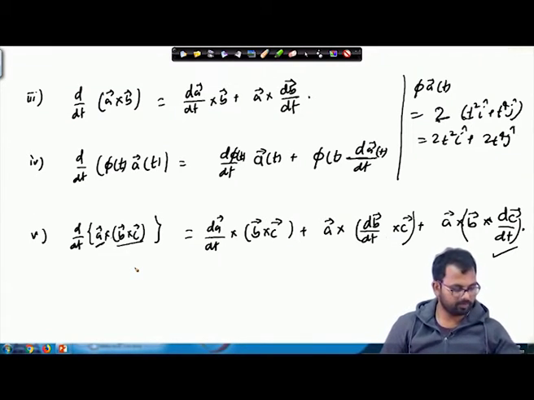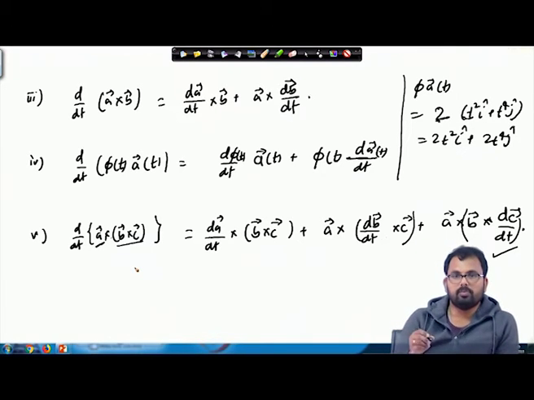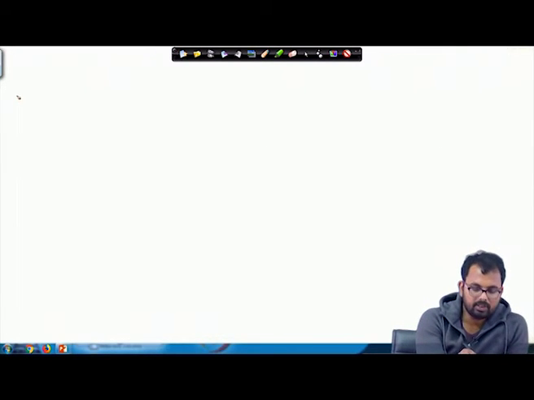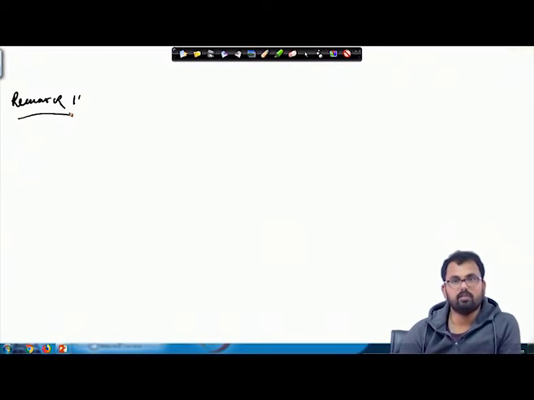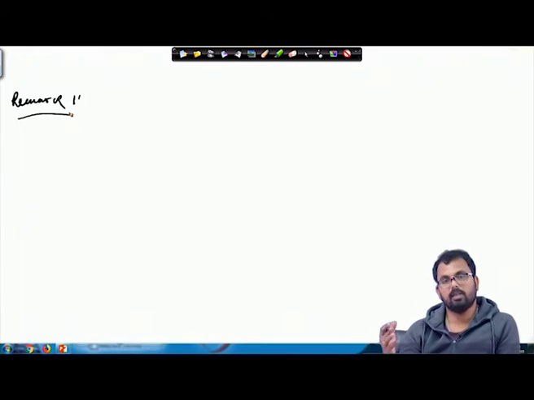Next, we will try to prove some basic results. So, let us say remark 1: we know that the derivative of a constant function is 0. That is a very well known result in functions of one variable. Now, what is the derivative of a constant vector? Like constant scalar functions, we also have constant vector functions.